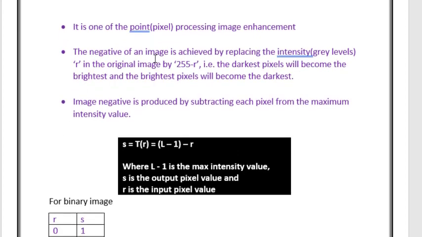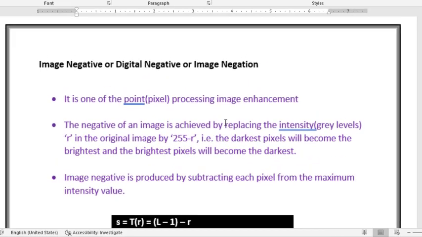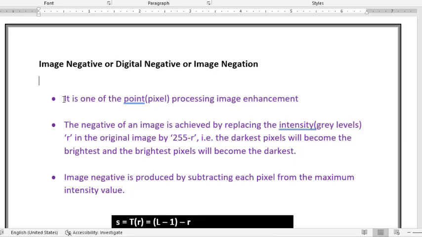Now, first of all, we will see what is image negative. Image negative is one of the point processing or pixel processing image enhancement methods. It means that in this method the image enhancement is done pixel by pixel. We take each individual pixel, apply the image negation on it, and get the output image. Image negation is also called image negative or digital negative.